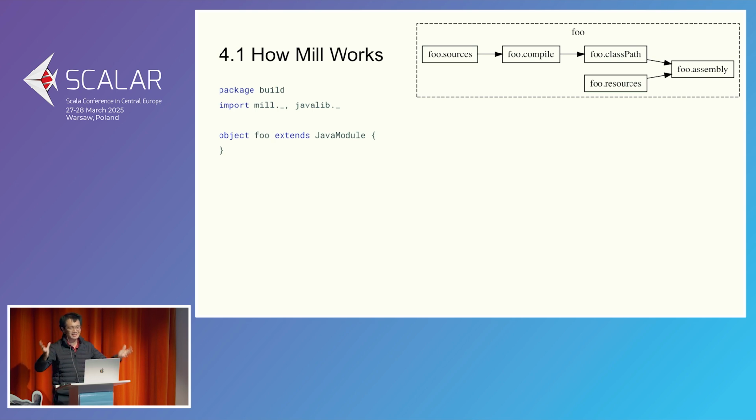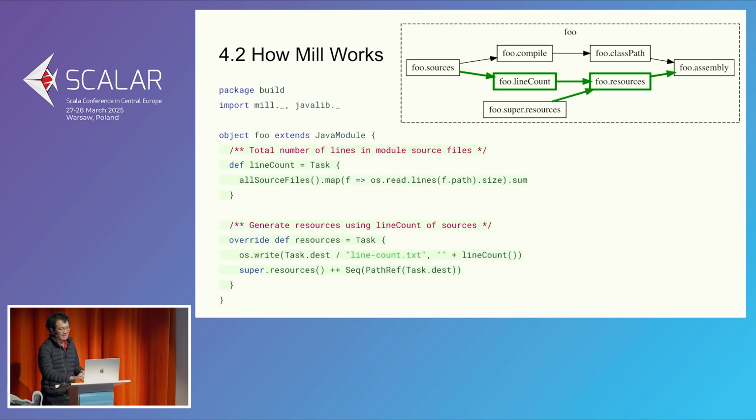You define your code, and that is the graph that you will be using at build time. So when I say def lineCount equals all source files do something, and I say override def resources equals super.resources plus something, you already know how override and super work. You already know how method calls and defining new methods work. So you know how the method call graph changes as a result of these definitions. I don't need to teach you.